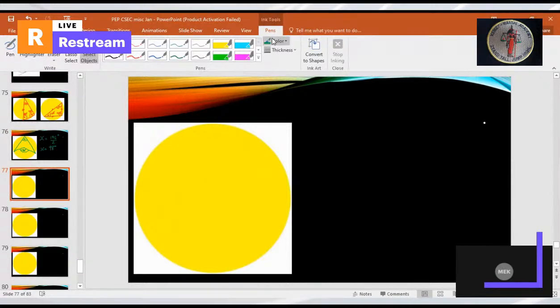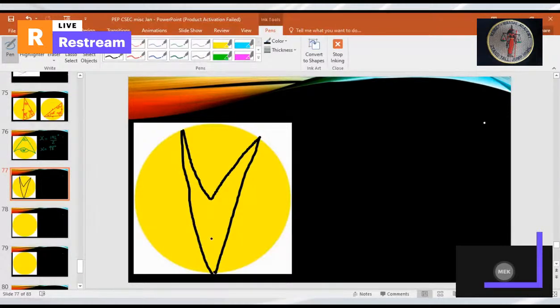All right, so how about this one? So let's say this is 30 degrees. What would this angle be? That one is 30 degrees. What's X here?